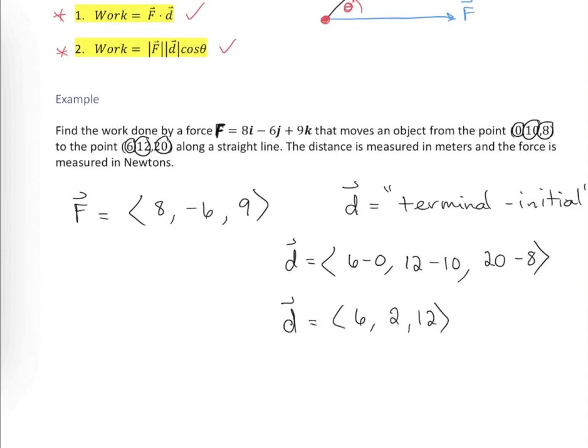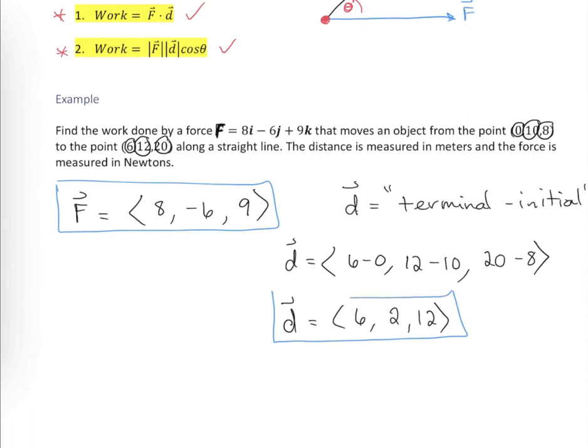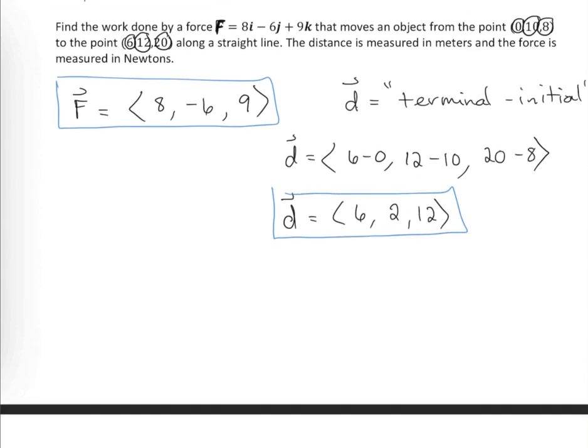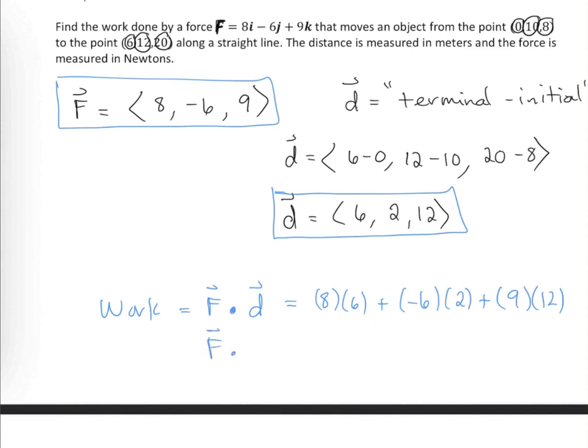Now, since I'm given the force vector and I easily found the displacement vector, the simplest way to calculate this work would be to take the dot product of those two vectors. I'm not given the angle in between, and I would have to find it if I wanted to use that, but there's no need. We can just use this dot product version of our work formula. So the dot product of these two vectors is going to be 8 times 6 plus negative 6 times 2 plus 9 times 12, and we'll calculate our work.